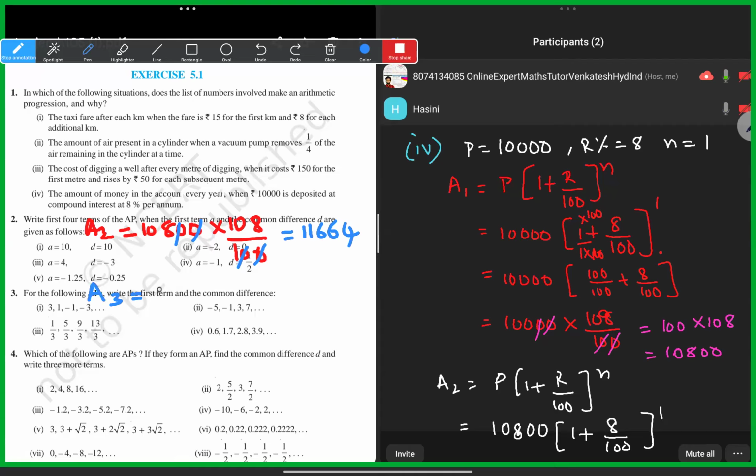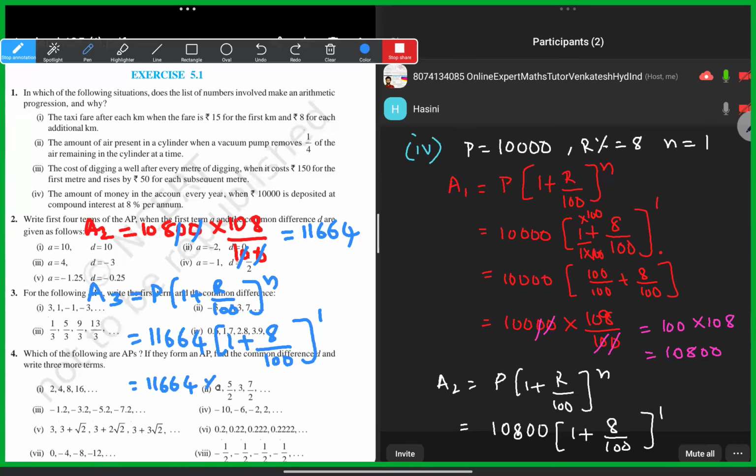A3, same formula again: P into 1 plus R by 100, whole power n. P, what should we take? P is 11664. So whatever the amount it became after the second year will become the principal for the third year. Into 1 plus R, R again 8%, and that particular year only, so n is 1, that particular third year.